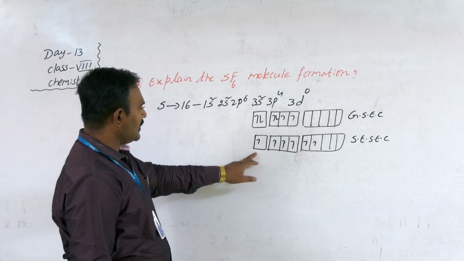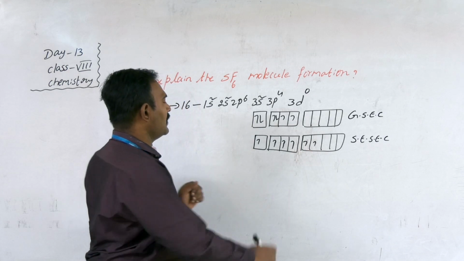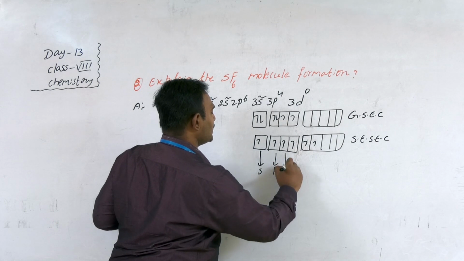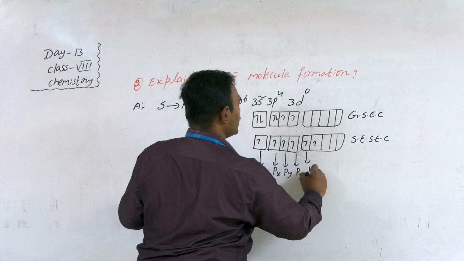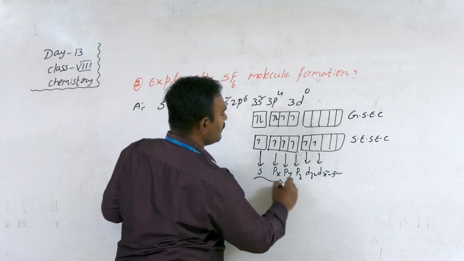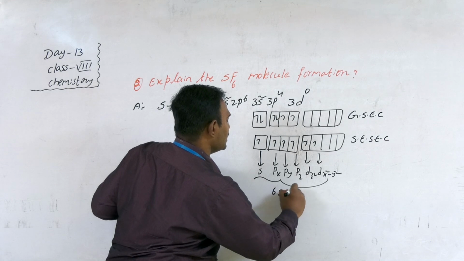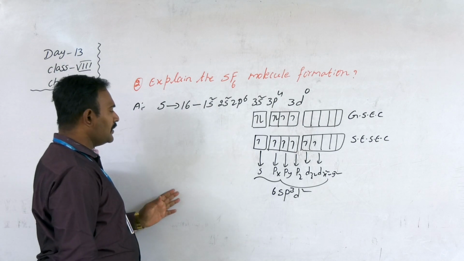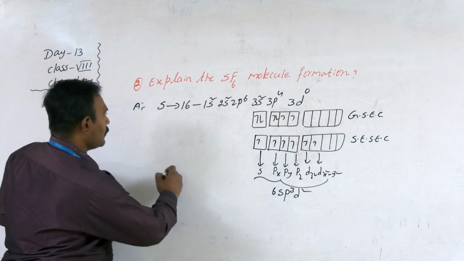Now combination of this s orbital, 3 p orbitals and 2 d orbitals. So this s orbital and p orbitals, px, py and pz, and d orbitals, first involves dz square, then dx square minus y square. So combination of these 6 orbitals, you can then produce the 6 sp3d2 hybrid orbitals, and the arrangement of these orbitals will be octahedral.